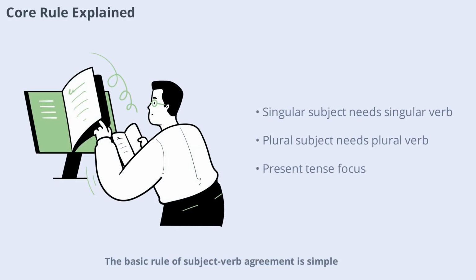The basic rule of subject-verb agreement is simple. A singular subject takes a singular verb, while a plural subject takes a plural verb. This rule applies in all present tense sentences. For example, we say the student works hard because student is singular and so is works. On the other hand, the students work hard uses the plural students with the plural verb work. This distinction is crucial for clarity and correctness in your writing and speech.